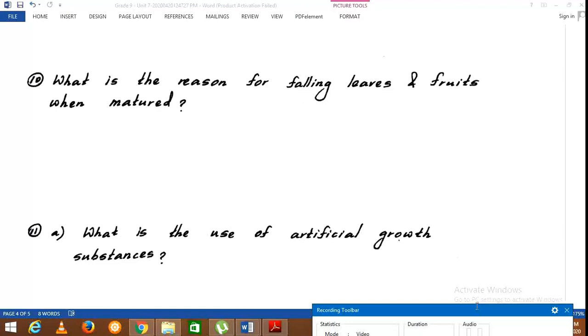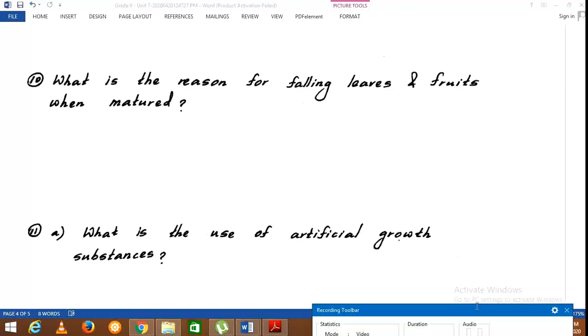If you observe the stalk of the naturally fallen leaf or fruit, there you can see a clear abscission layer. This abscission layer is formed when the fruit or the leaf is matured because the amount of growth substances reduces in fruits and leaves. If I repeat, when a fruit or a leaf is matured, the amount of growth substances reduces. Because of that, the abscission layer is formed naturally.